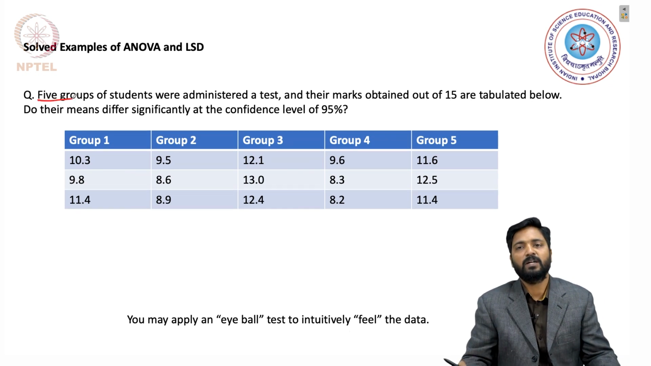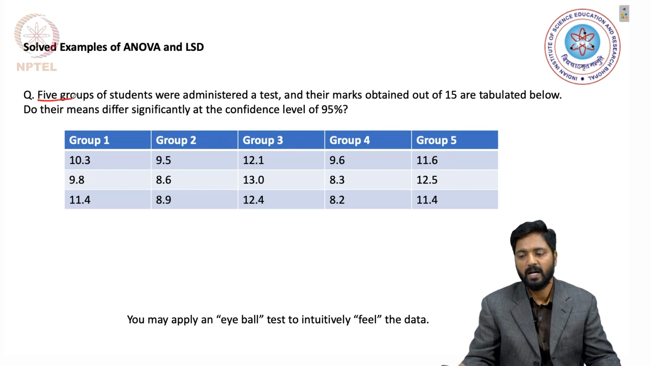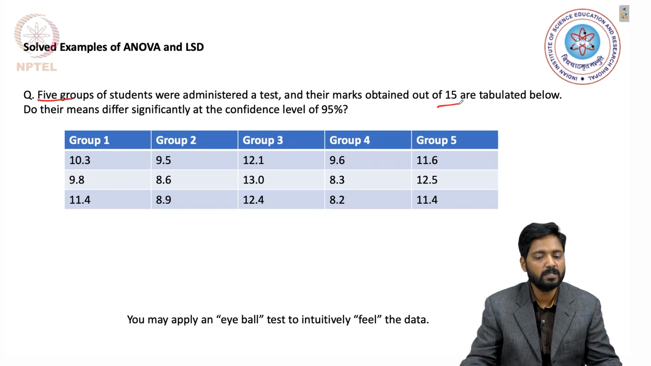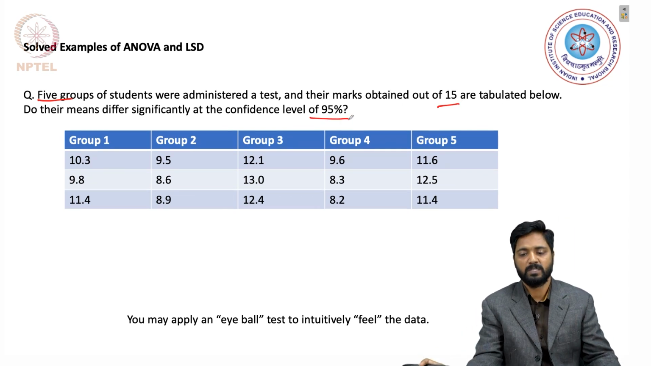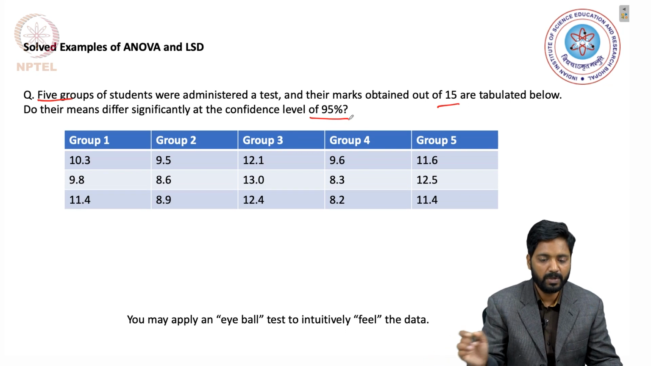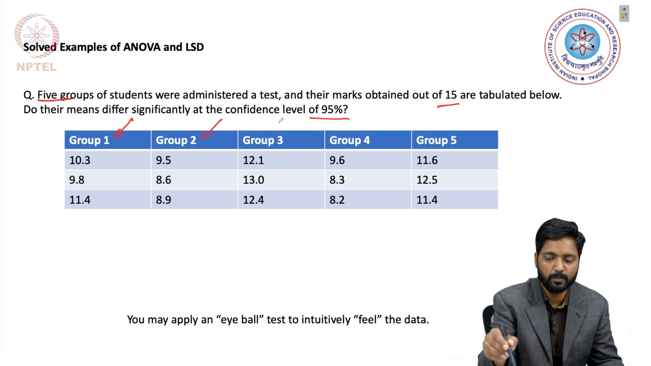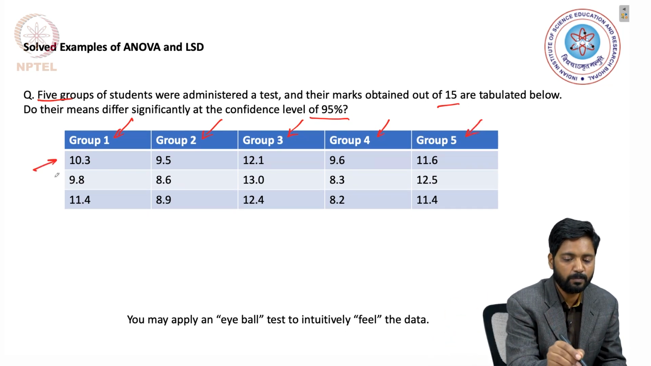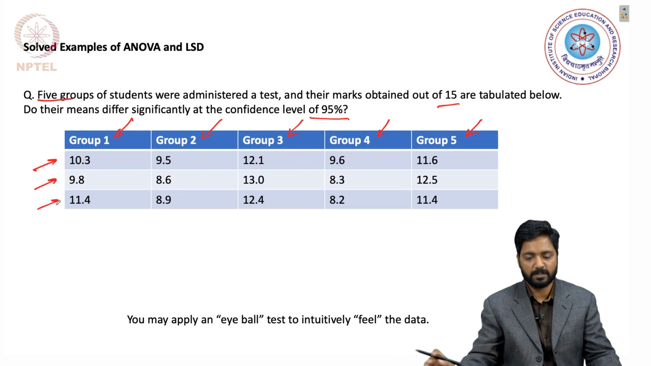So the question that I have brought up for you is that we have 5 groups of students that were administered a certain test, and the marks that they obtained out of 15 are tabulated below. The question that we need to answer is, do their means differ significantly at the confidence level of 95%? This question clearly indicates that we need to apply analysis of variance because we are dealing with multiple groups, group 1 to group 5, and in each group we have 3 replicates.